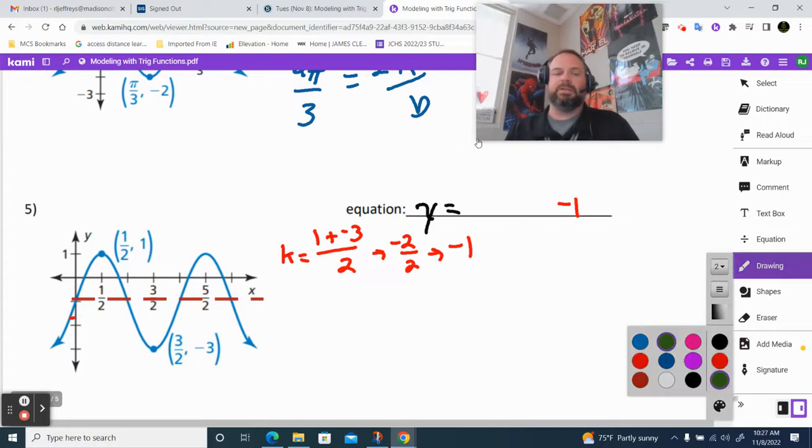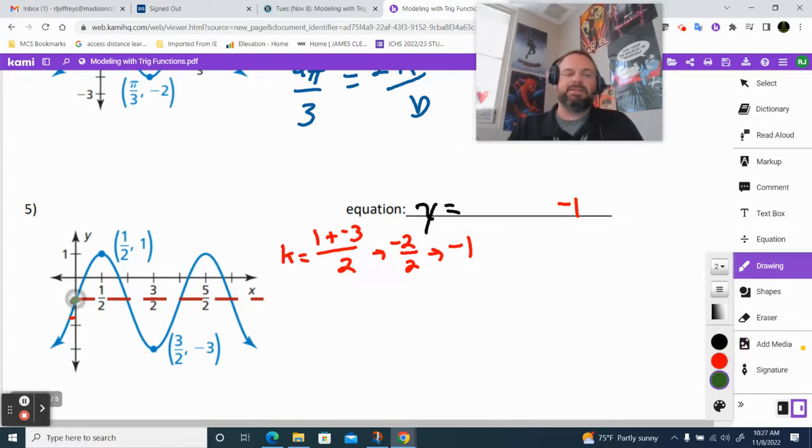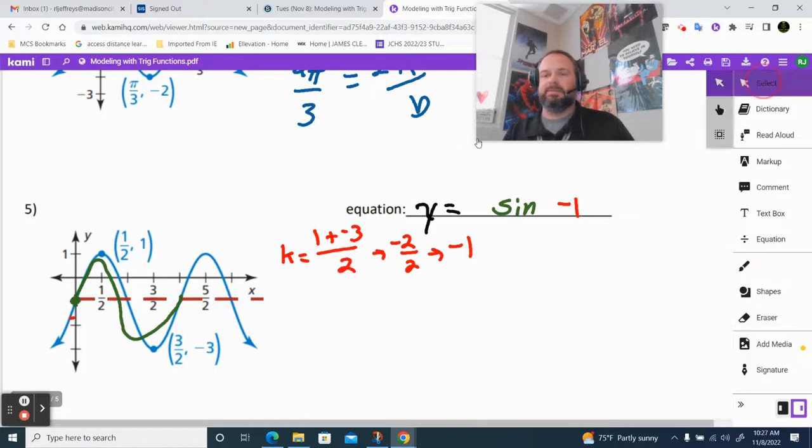Okay, let's look at it. When x is 0, is this point at a maximum? No. It goes a little something like this. And yes, I totally dodged that line. This is actually a sine function. Yes. Okay.